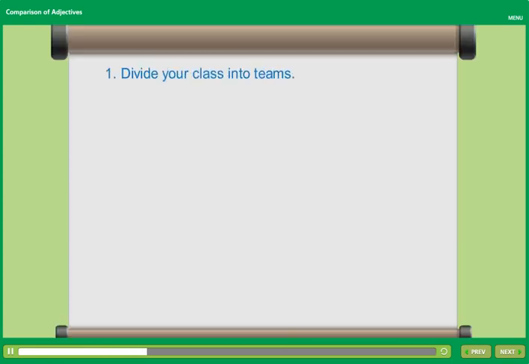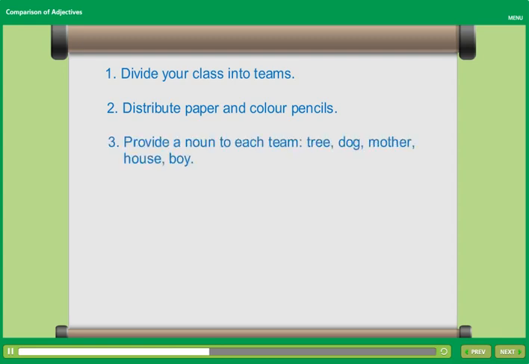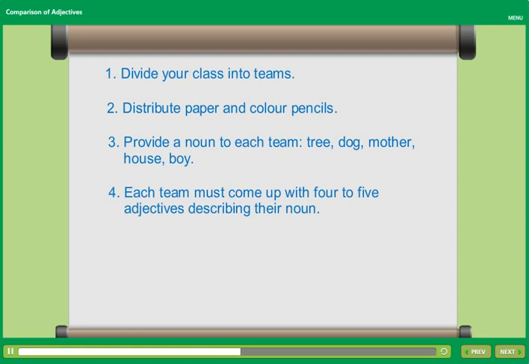Divide your class into groups of 4 or 5. Give them sheets of papers and ask them to use color pencils to write on the paper. Give each team a noun. You can use any simple noun. Tell your class that each group must come up with 4 or 5 adjectives describing their noun and write these adjectives on their paper.